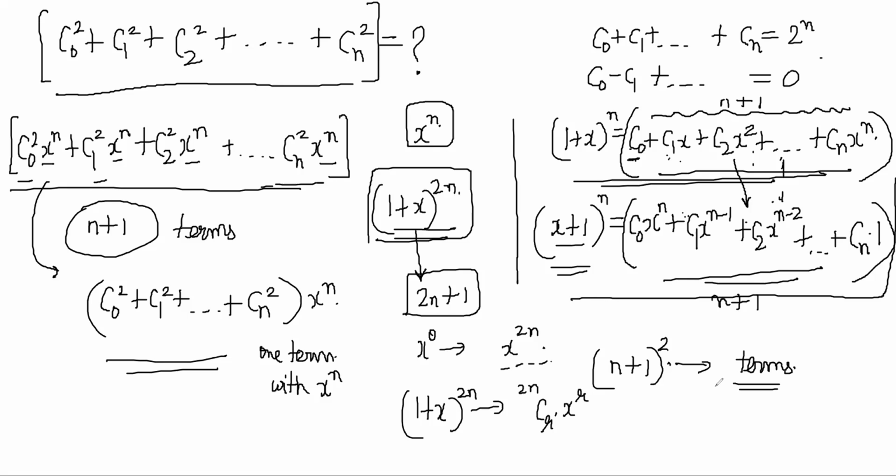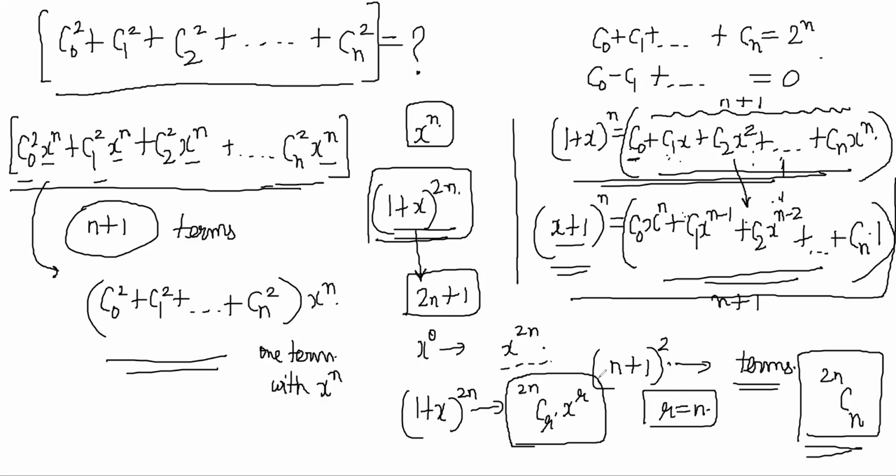So what will happen when this becomes x power n? When r is equal to n, the coefficient will be 2n Cn. So the answer is equal to 2n Cn. You understand? How did we do it? We got it by selecting a different binomial series and trying to get this as a coefficient of some term.